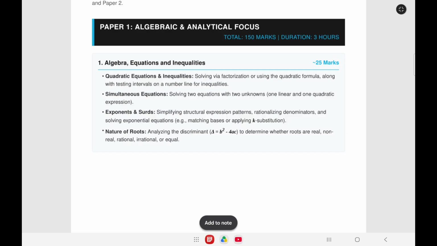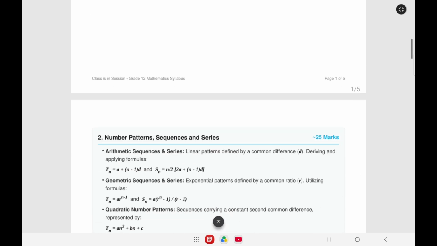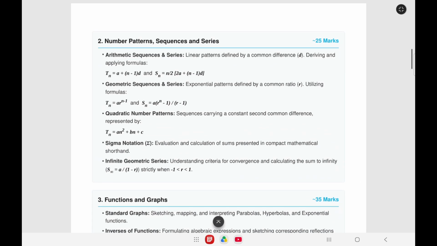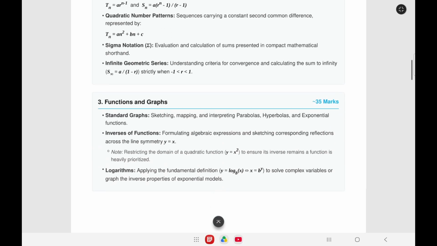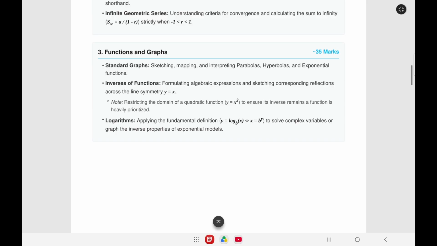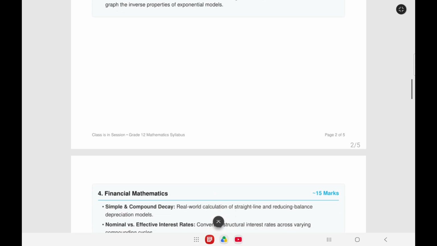Let's just highlight the topics quickly. We'll discuss all these different subtopics. Firstly, we have algebra, equations, as well as inequalities. It's worth about 50 marks. Number 2, we have number patterns, series and sequences, which is a topic I believe you guys started with in grade 12. It's also worth about 25 marks. We also have functions and graphs that you guys learned, I think, in grade 9 as well as grade 10. It's worth about 35 marks.